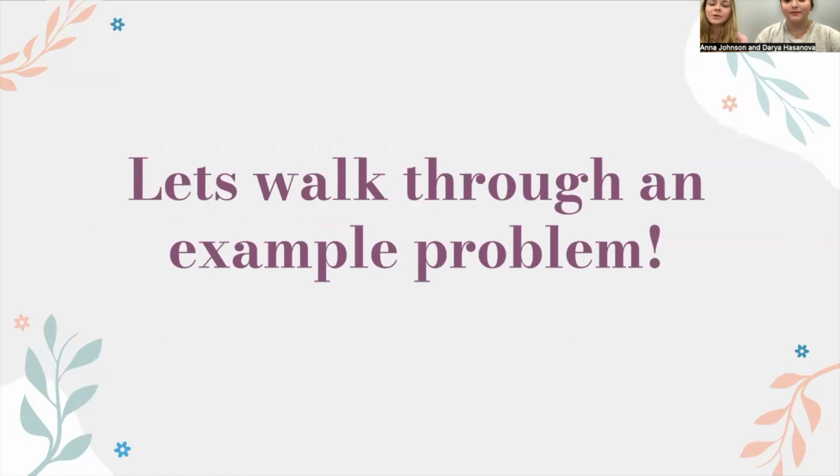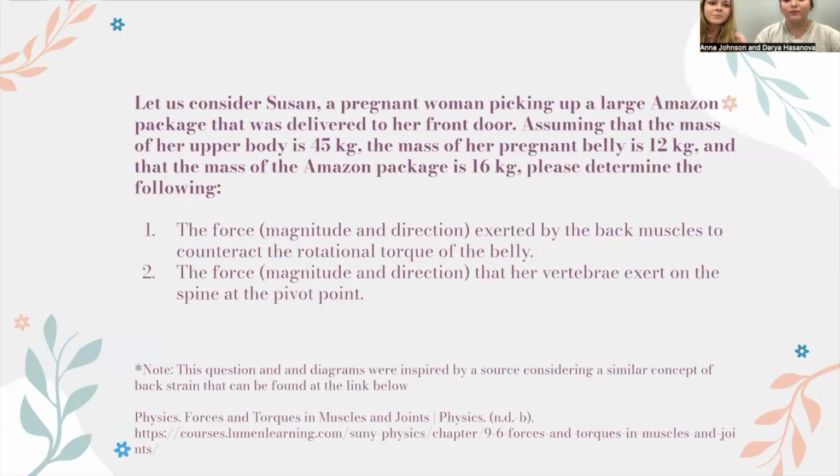All right, so now that we have all this background information, let's walk through an example problem and apply what we know about torque. Our example today is considering Susan, a pregnant woman, picking up a large Amazon package that was delivered to her front door. And we assume that the mass of her upper body is 45 kilograms, the mass of her pregnant belly is 12 kilograms, and that the mass of the Amazon package is 16 kilograms.